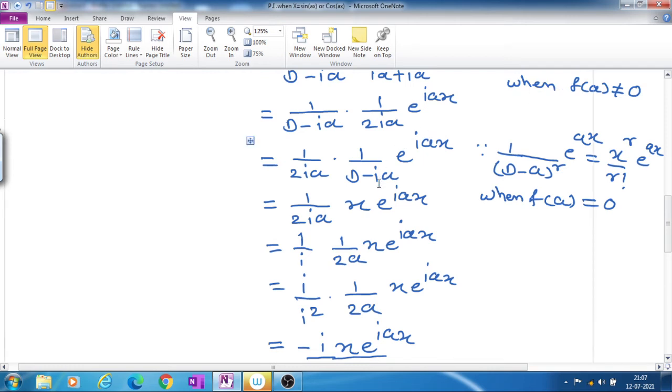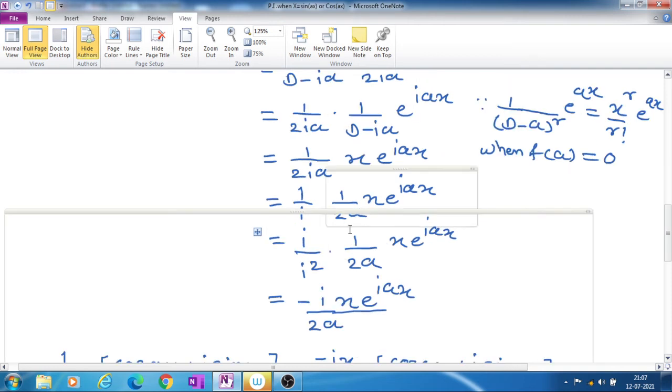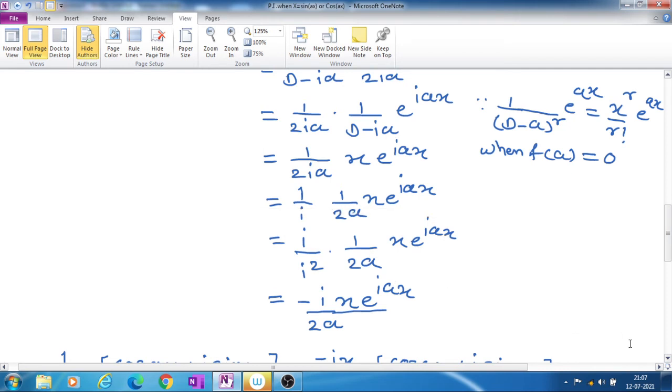So for this we have written x into e raised to iax. Now our pi is this value of 1 upon D square plus a square operates on e raised to iax. It is calculated, but here in the denominator there is i, and we don't want i in the denominator, so we adjust. First we have written this 1 upon i outside, so 1 upon i into 1 upon 2a x into e raised to iax.